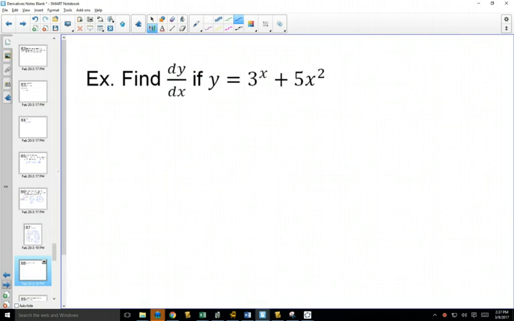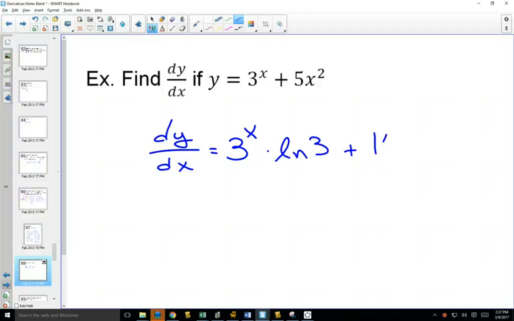So now we can do derivatives with our new derivative rules. What's dy dx here? Well, 3 to the x stays the same, multiplied by natural log of 3, plus, bring the exponent out in front, subtract 1 from the exponent, just becomes 10x. No problems.